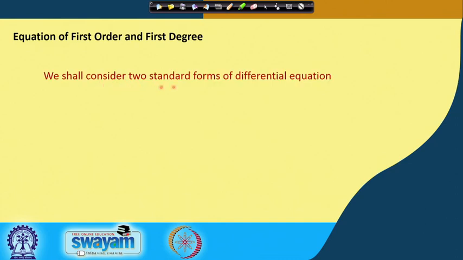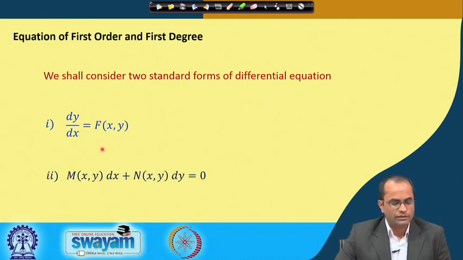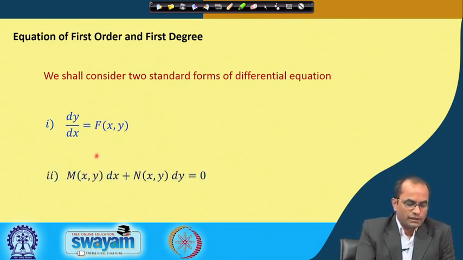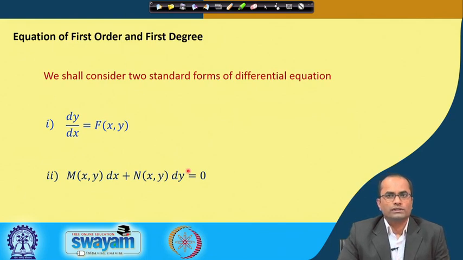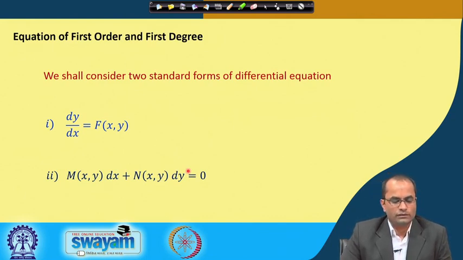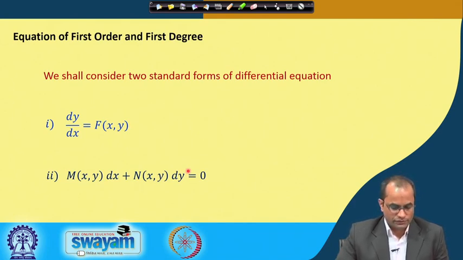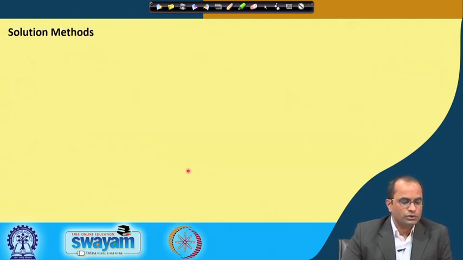So, today we will focus on these two standard forms. The one we will consider is dy over dx is equal to f(x, y), so a function of x, y on the right hand side. The other form we will be discussing in this lecture is M(x, y) dx plus N(x, y) dy is equal to 0. So, these are the two types of first order differential equations we will be covering in this and the next few lectures.